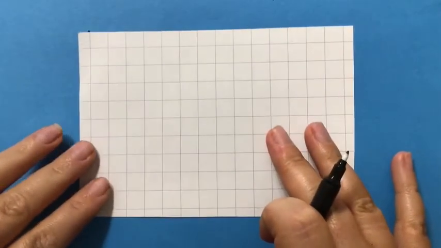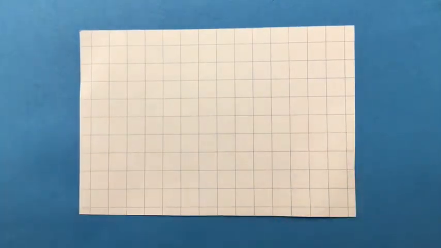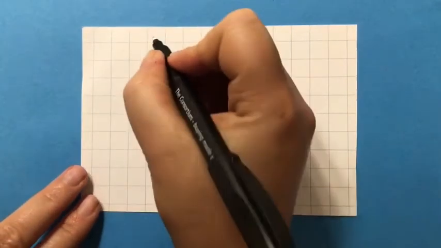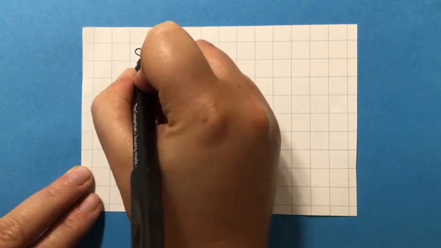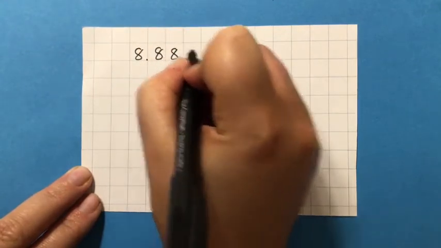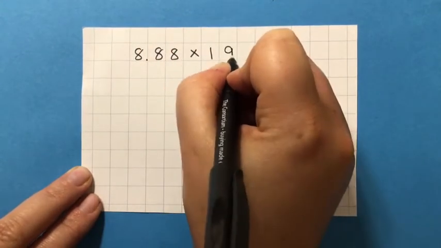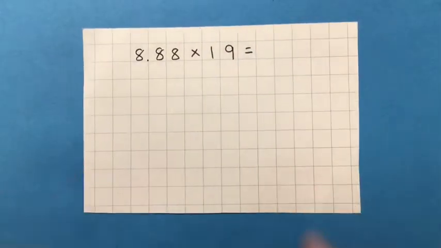Right. So that's our addition and subtraction. Now let's have a go at multiplication and division. Again, it works exactly the same, it's just got a decimal in there. So number 3 is 8.88 times 19. Okay? Also for this one, we really need to know our 8 times tables.